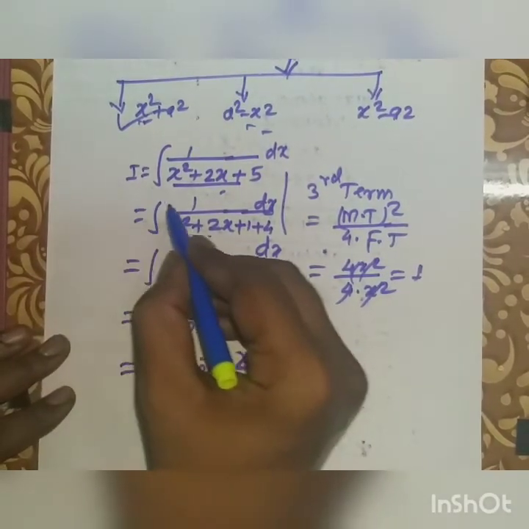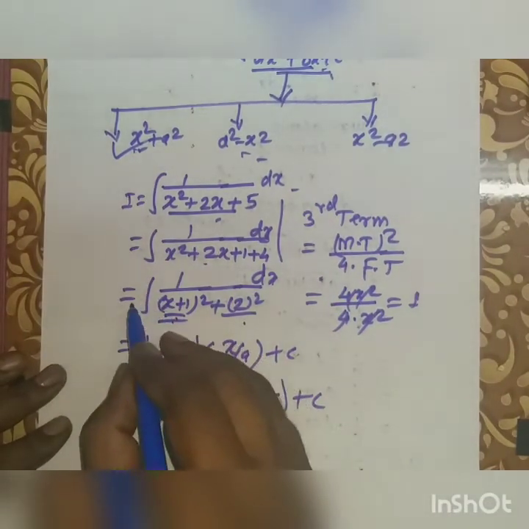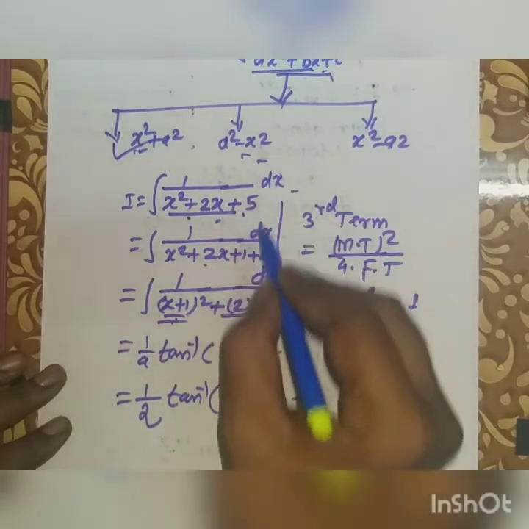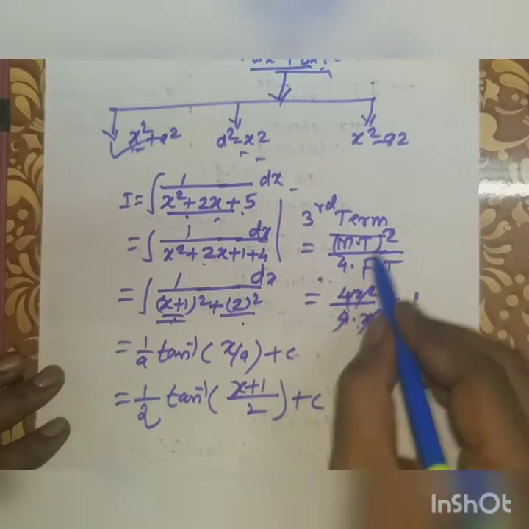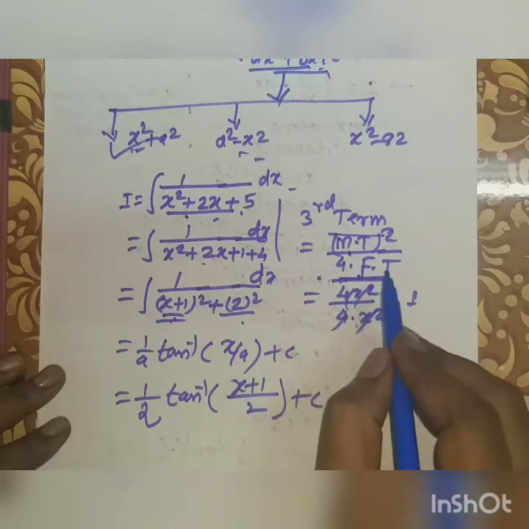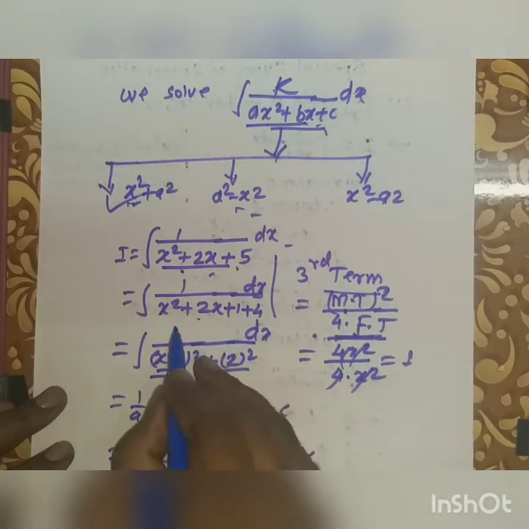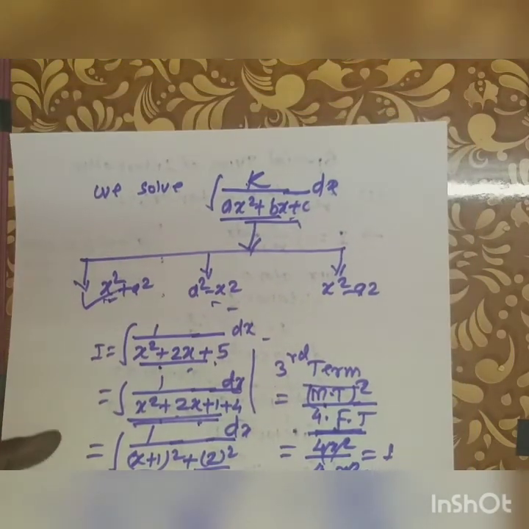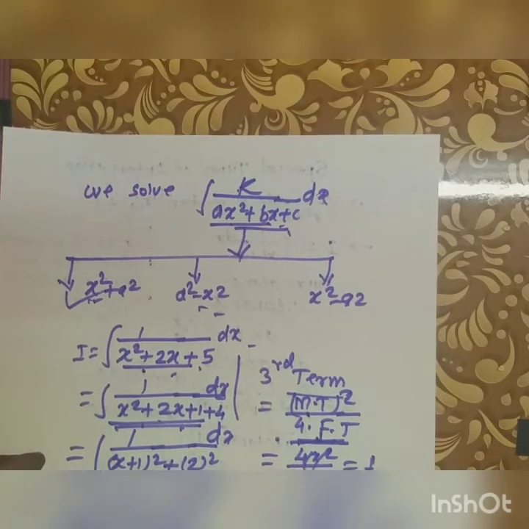This example is not in our text exercise, but I will take for example 1 divided by a quadratic equation. This quadratic equation is converted into a complete square by using this formula: third term is equal to middle term square divided by 4 into first term. Or we can apply another formula or direct adjustment, but first we want this quadratic equation in complete square. Now we will take 3 examples in our exercise.